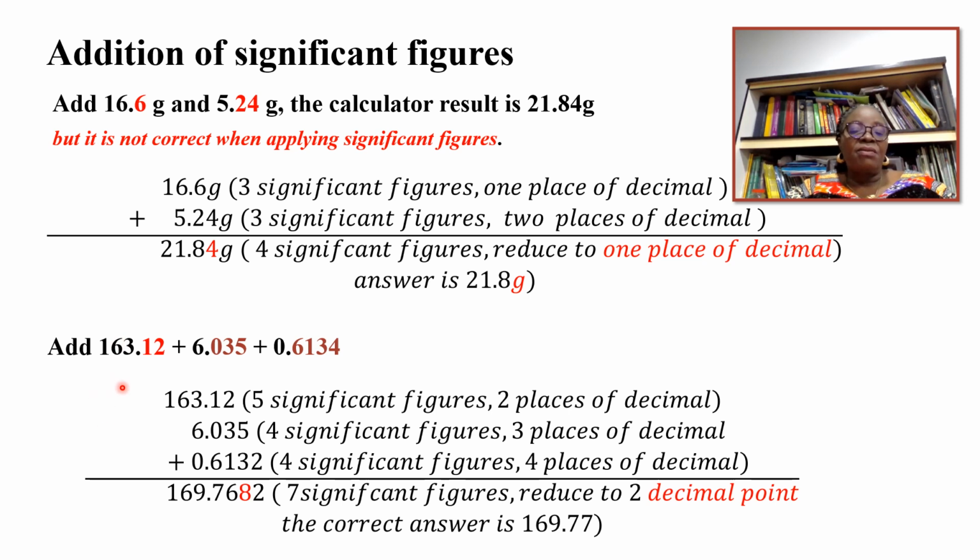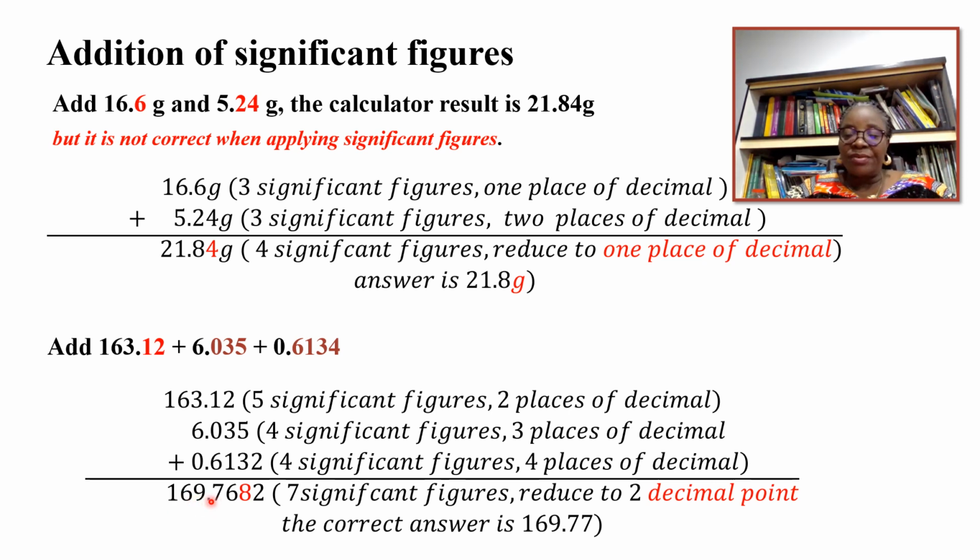You have another value. Add 163.12 and 6.035 and 0.6134. These values, when we look at them critically, we will have 163.12, which has 5 significant figures and 2 places of decimal. 6.035 has 4 significant figures and 3 places of decimal. 0.6134 has 4 significant figures and 4 places of decimal.